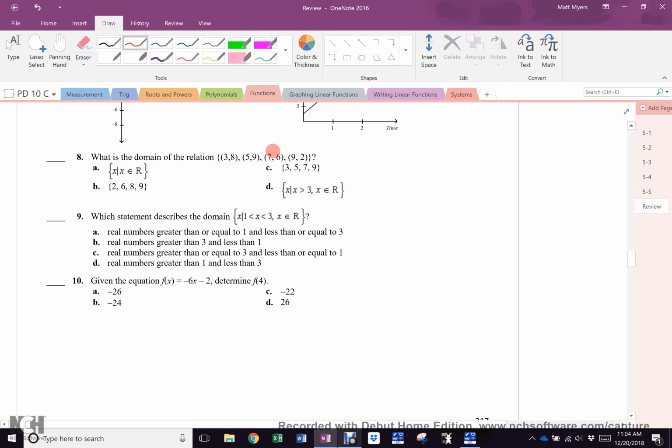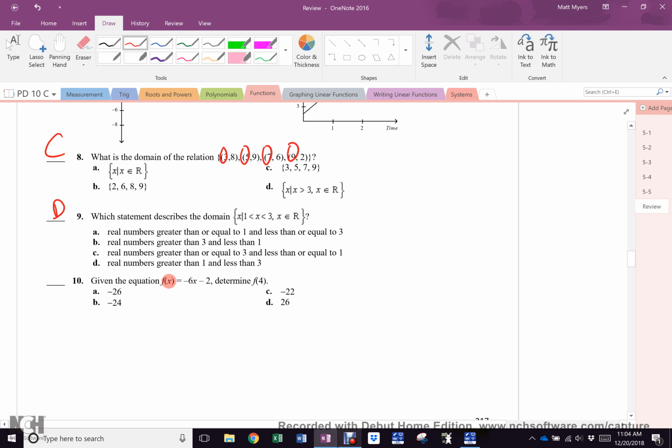The domain of this relation are all the x's. 3, 5, 7, 9. C. It can't be this because there are no values. 4, 6, they're not values, so it can't be D. What's this? 1 to 3. All the real numbers from 1 to 3. Greater than or equal to 1? I don't see an equal sign there. So it can't be greater than or equal to 1. Greater than 1 and less than 3. There it is. D.